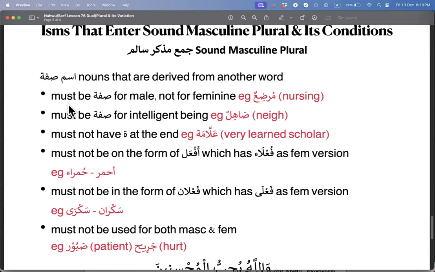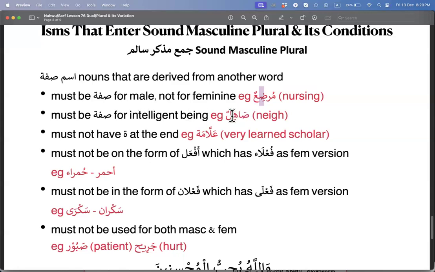It must be sifah for male, obviously, not for female. So for example, a word like murdi' means nursing, as in breastfeeding, not nursing as in the occupation. The only people who can breastfeed are women, right? So even though this is from ardaa yurdi'u, you cannot make it murdi'un because there's no man who can breastfeed, basically.